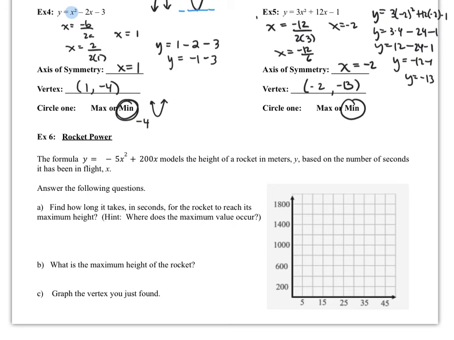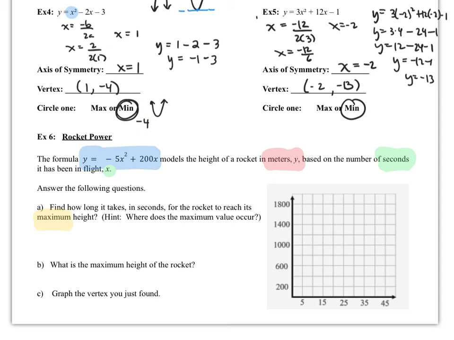Now we're going to start answering some real-world questions based on a quadratic equation. We have this formula, y equals negative 5x squared plus 200x, that models the height of a rocket, where y represents the number of meters high the rocket is, based on the number of seconds, which is going to be our x value, that it is in flight.